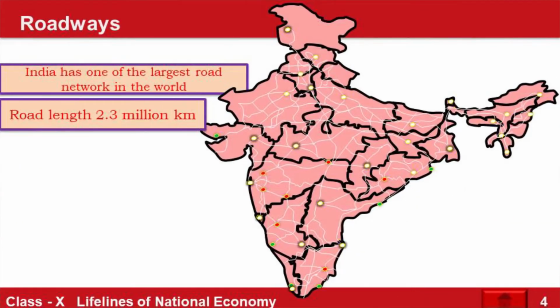So let us start from land transport. In land transport we have roadways, 1, railways, 2, and 3, pipelines. Roadways, railways and pipelines. In India we have almost 6 types of roads. Yes, 6 types of roads.